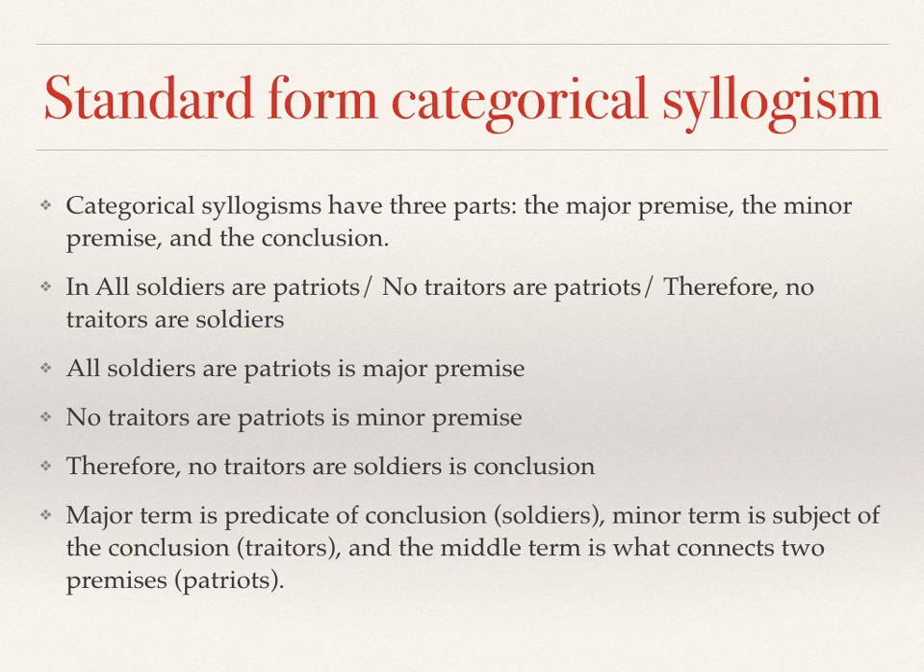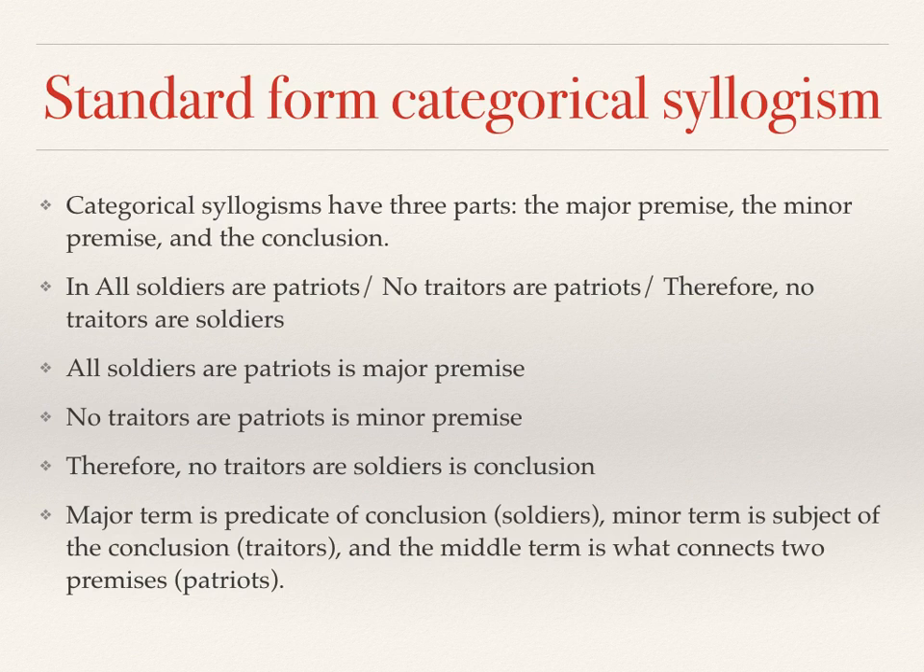The minor term is the subject of the conclusion, and in this case it's traitors, and traitors is the subject of the minor premise. The middle term is what connects the two premises, right? It's what allows one to get to the conclusion. In this case, the middle term is patriots. The middle term is not found in the conclusion, but it connects the major and minor premise in such a way that you can draw the conclusion. As we will see, the middle term has to have certain characteristics associated with it, or else you can't draw the conclusion in a valid way.